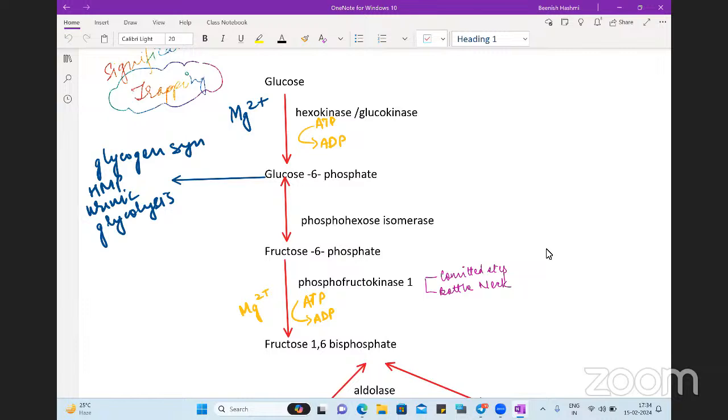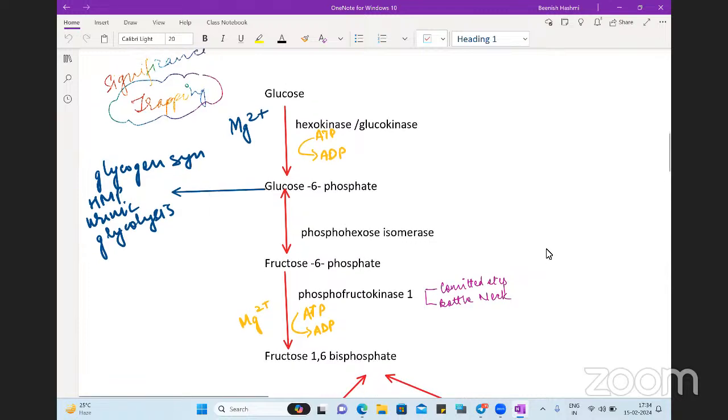So this is the chaining or trapping of glucose inside the cell so that it does not move out of the cell, because the transporters, like for example GLUT1, are bidirectional. So the glucose that is entering the cell can very well move out of the cell. This is the significance of this step. This is known as trapping of glucose. Now the glucose has been trapped inside the cell, and this is brought about by the enzyme hexokinase or glucokinase.